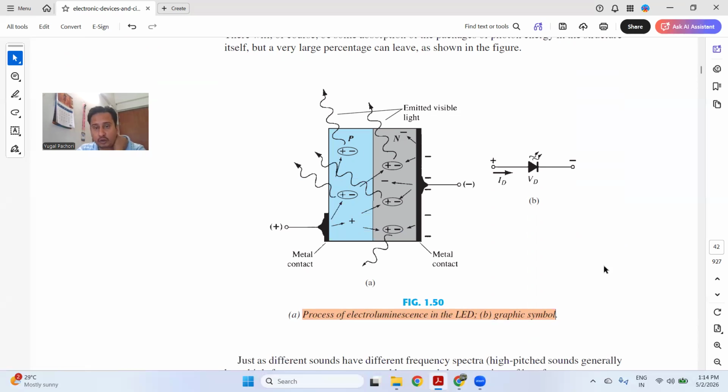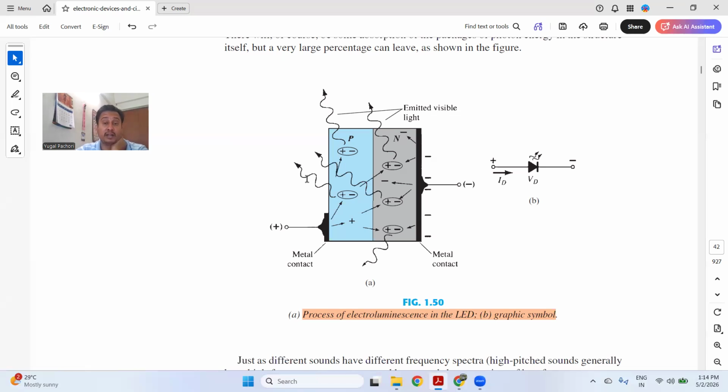This is known as electroluminescence. Electroluminescence means there is a diode, and suppose there is a process where this is a hole and this is an electron; minus is electron, plus is hole. They get recombined. When they recombine, they emit energy, and the energy is released either in the form of heat or in the form of light.